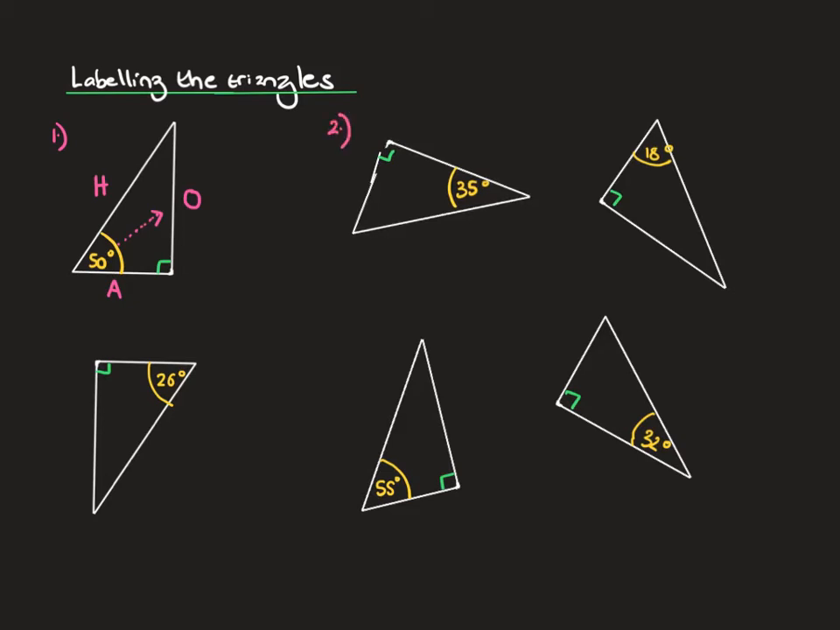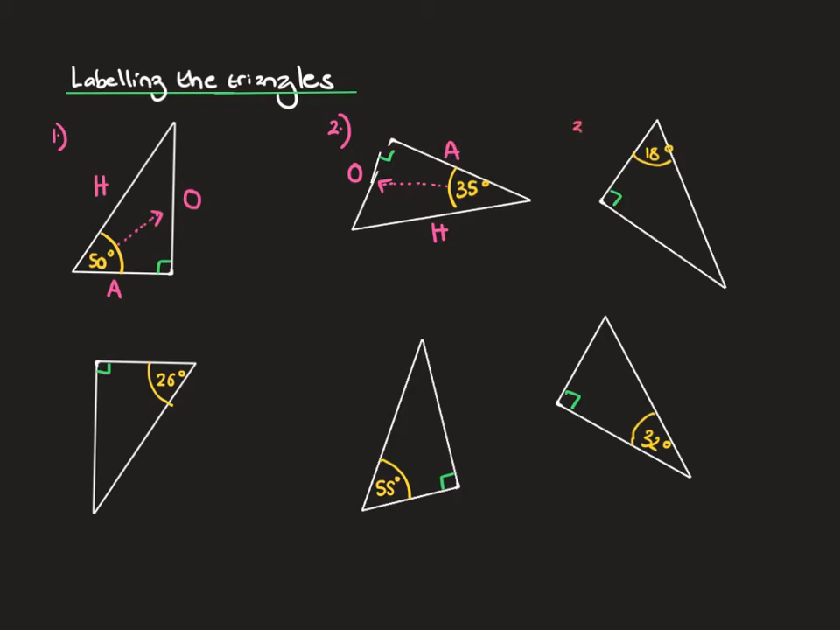So first thing, label the hypotenuse. It's directly opposite the right angle, so it's over here. Then walk in the opposite direction from your labelled angle, which gives you the opposite side, and then you're left with the adjacent, which is the last unlabelled side.